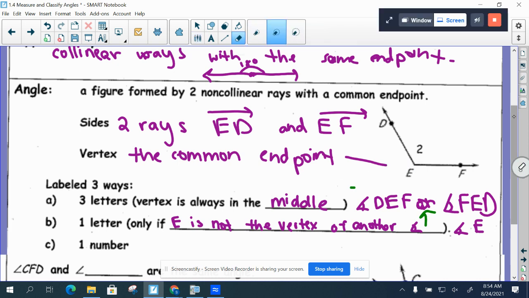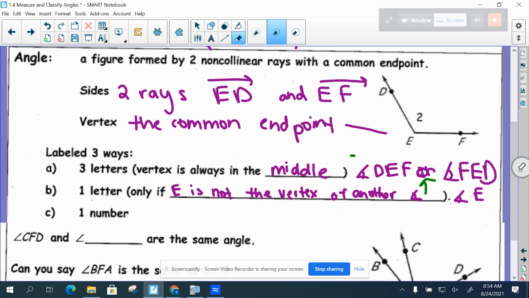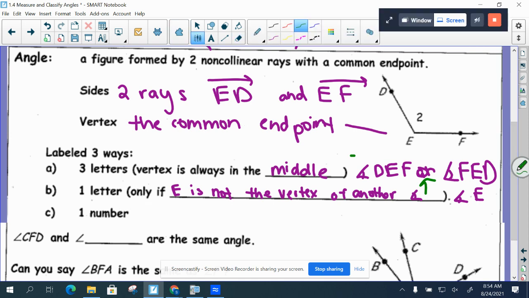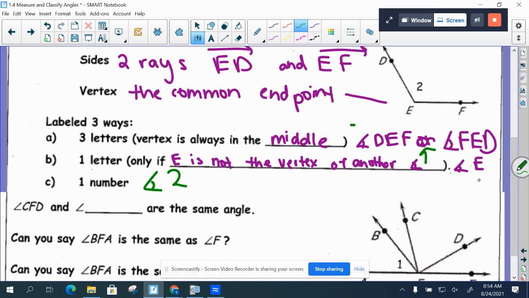All right, and then the last way to do it is kind of like the one letter. You can do it with one number. So sometimes if your angles are labeled, this is like angle 2, you can use that number. So this would be angle 2. Sometimes you'll have a diagram that doesn't have any letters in it, it just has numbers.